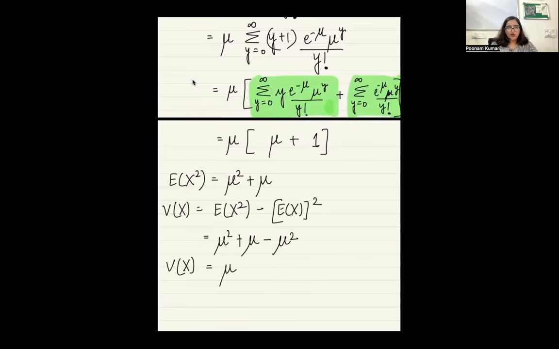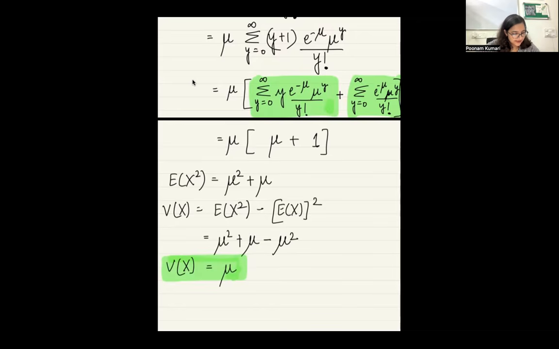Perfect. All good with this? Are we clear how to do this? How to prove that the mean value and the variance value are both mu? It's just how to simply play with summations. That's it. Okay, so I hope you will be able to attempt problems like these if they come in the exam. Good. Okay, perfect.